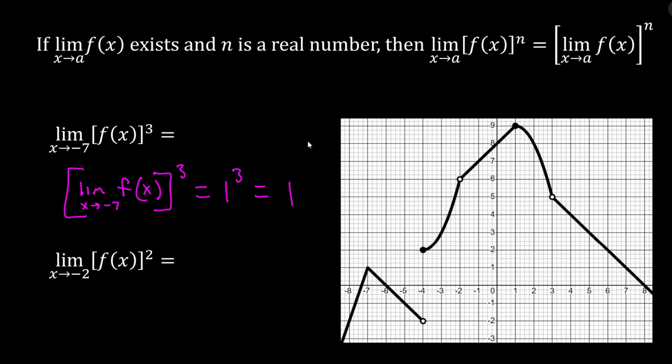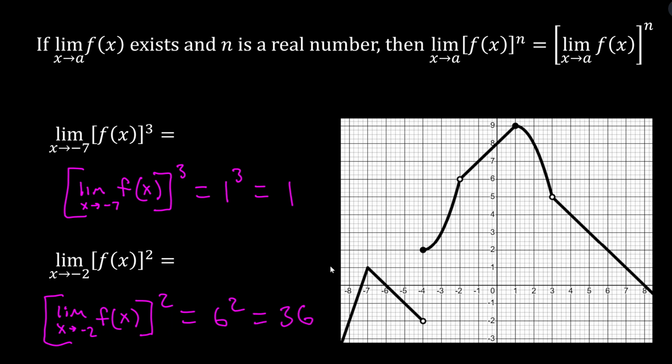Again, we're starting with checking our condition. Does the limit as x approaches -2 of the original function exist? Here's -2. From the left we approach 6. From the right we approach 6. So yes, it exists. It equals 6. And so what we can say is that, again, this limit is the square of the limit as x approaches -2 of f of x. So it's the square of this, which we just found to be 6. So 6 squared is 36, and that's the limit.